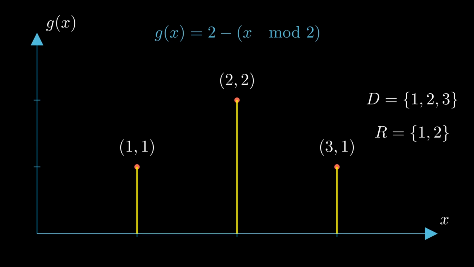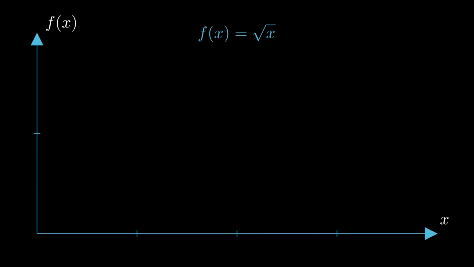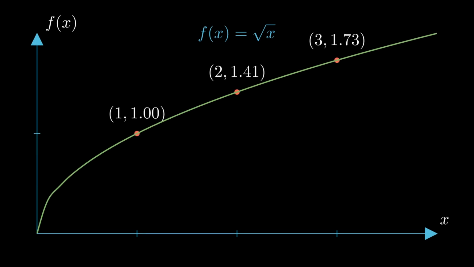Consider f of x equals the square root of x. This function is defined only when x is non-negative, because we cannot take the square root of a negative number. This is actually sometimes called the natural domain. We can write the domain in a variety of ways.